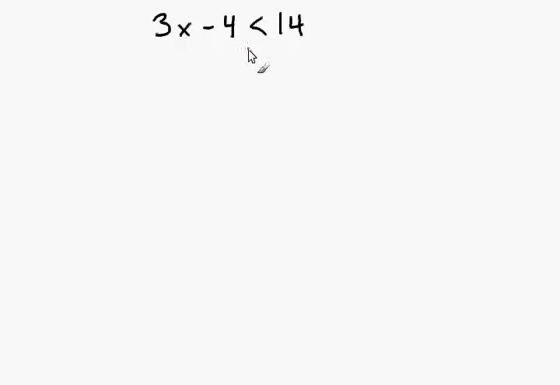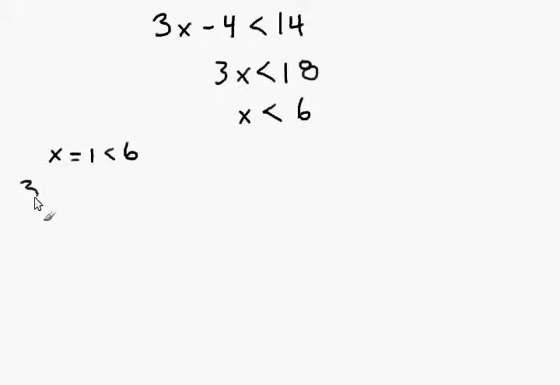So we're just going to go ahead and start solving. We'll add 4 to both sides. 3x is less than 18. Now we'll divide both sides by 3. And we'll have x is less than 6. So what about when x is equal to 1? And notice that 1 is less than 6. Then we would have 3 times 1 minus 4. Well, that's equal to 3 minus 4, negative 1. And that's less than 14. So that's good. That's true. When we're on the less than 6 side, it looks like we get a true statement.